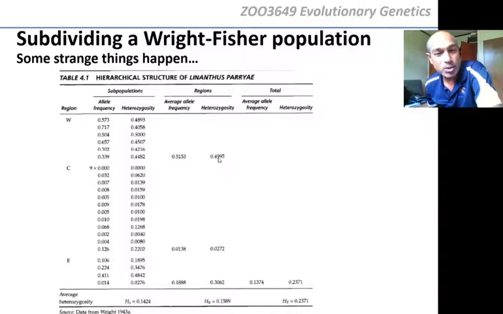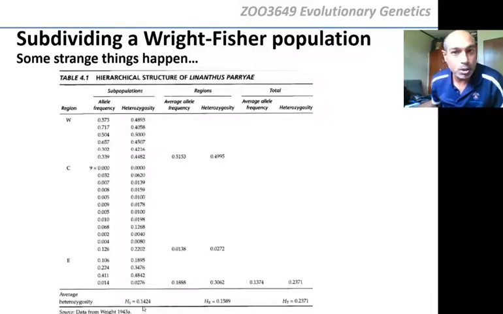So now he got a heterozygosity for all of Western. He got another heterozygosity for all of Central, and another for all of Eastern. And so what happens when you add these 3 up and divide by 3? Do you get the same as this number here, where you took all of these and divided by the number of populations? Are you going to get the same average?